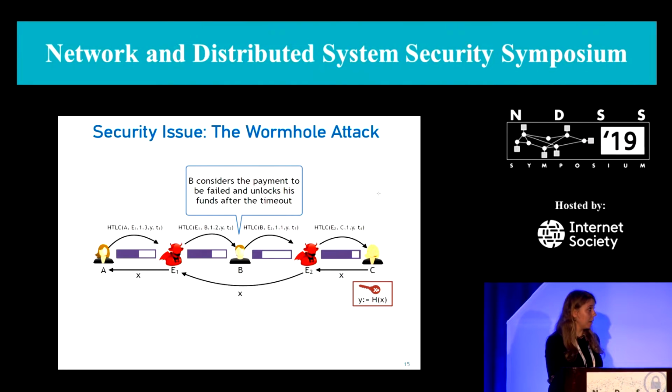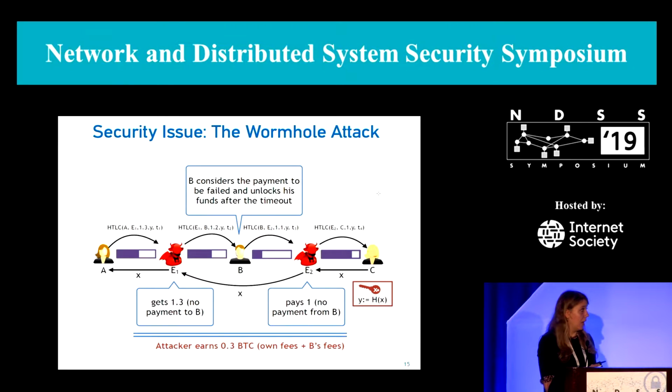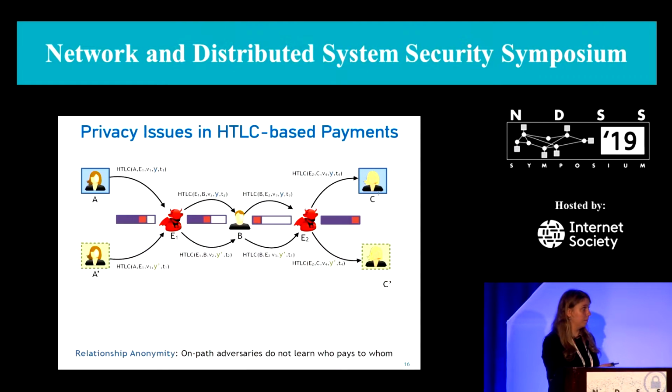But what happened now is that, when we consider what was earned by the attacker who controls E1 and E2, E1 got 1.3 bitcoins, and E2 only needed to pay 1 bitcoin, so in total they earned 0.3 bitcoins, which are their own fees, 0.2, plus the fees of Bob. And as you can imagine, the longer the path is, the more attackers between, the more the attacker can earn. And also, of course, all incentive for Bob to participate as an intermediary in this payment channel network is gone now. So this is a very big issue.